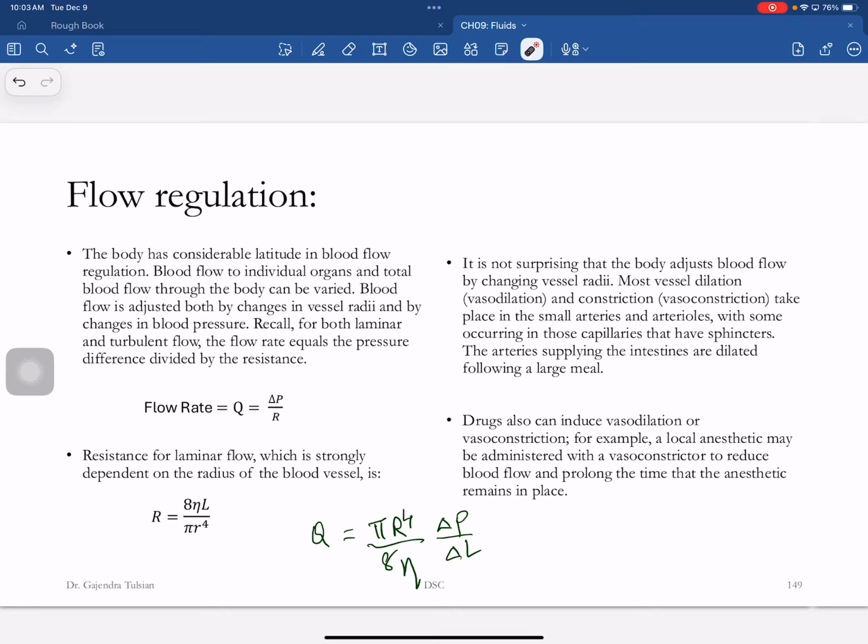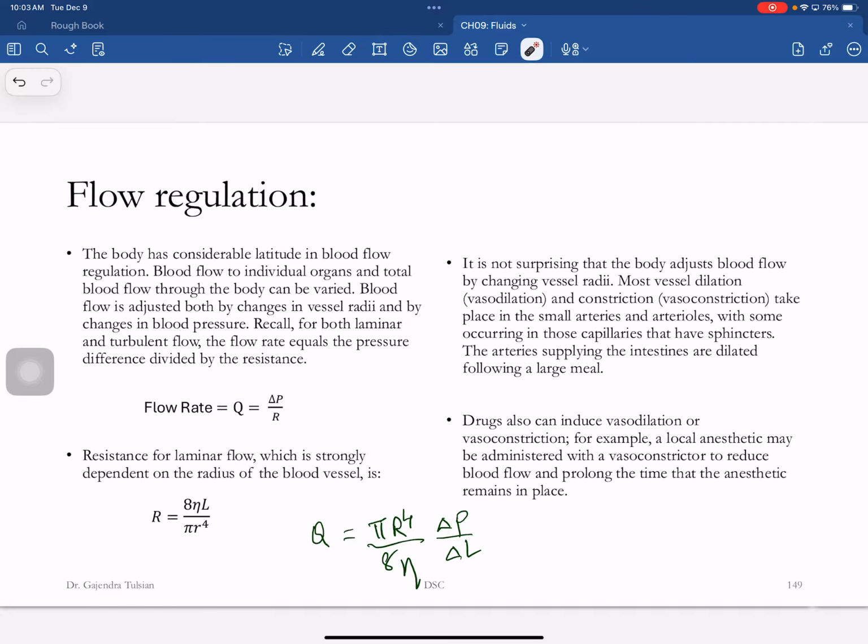So the body has considerable latitude in blood flow regulation. Blood flow to individual organs and total flow through the body can be varied. So if you go for a run, what happens? Your heart rate goes up, and that's how you're increasing your blood flow rate. Blood flow is adjusted both by changes in vessel radii and by changes in blood pressure. So good athletes minimize changes in blood pressure and maximize vessel radius increase.